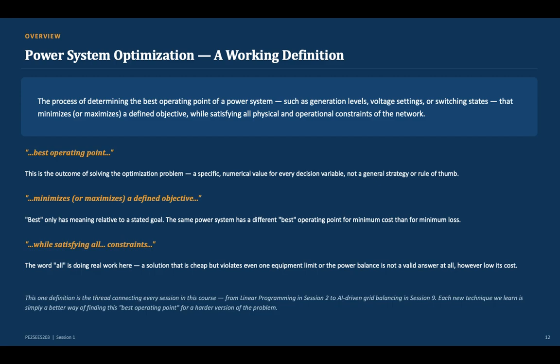The next one is minimize or maximize the defined objective. Best only has meaning relative to a stated goal. The same power system has different best operating points for minimum cost than for minimum loss. While satisfying all constraints, the word all is doing real work here. A solution that is cheap but violates even one equipment limit or power balance is not a valid answer at all.